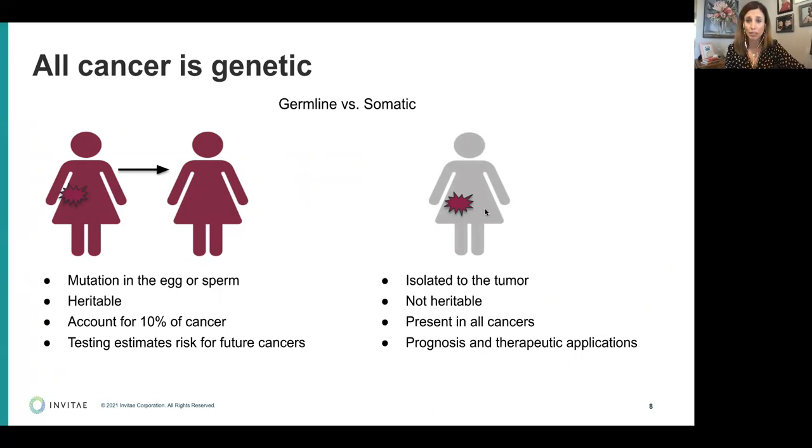Versus somatic variants are variants that are isolated to the tumor or cancer itself. They are not present elsewhere in that individual's body, but variants are present in all types of cancers. And testing for these variants can have very important prognostic and therapeutic applications for that patient.